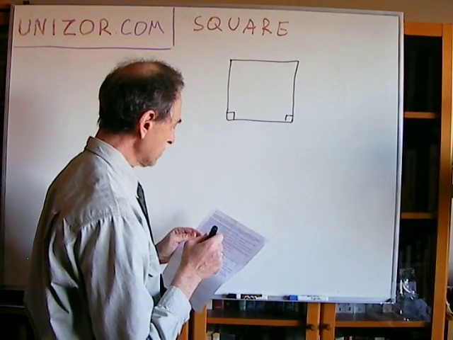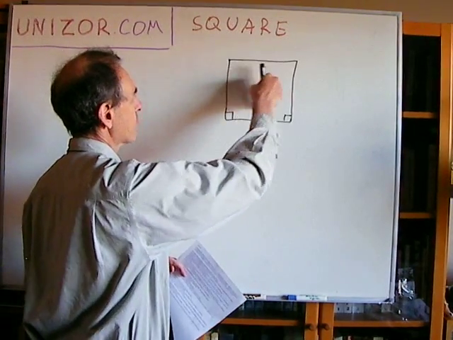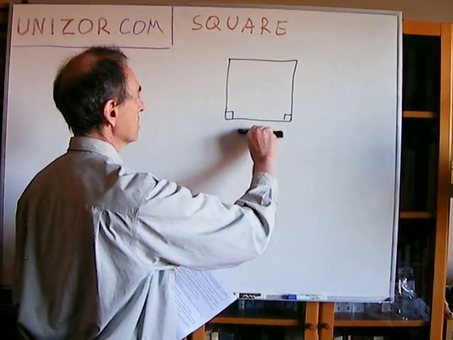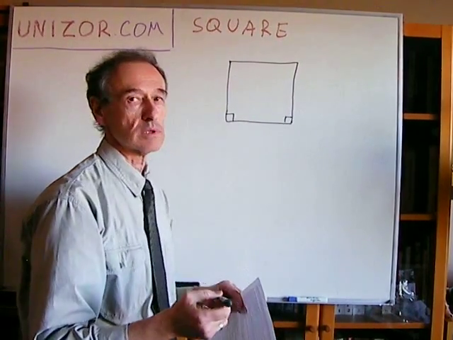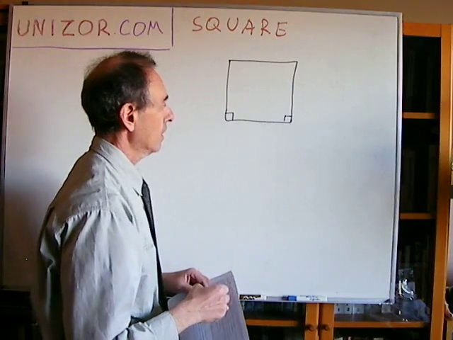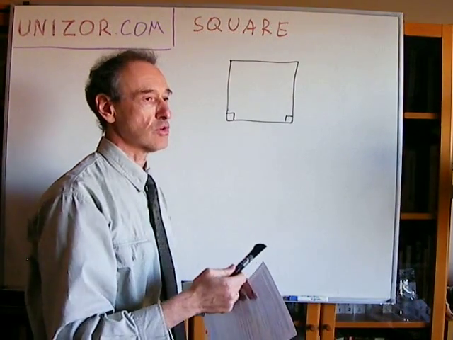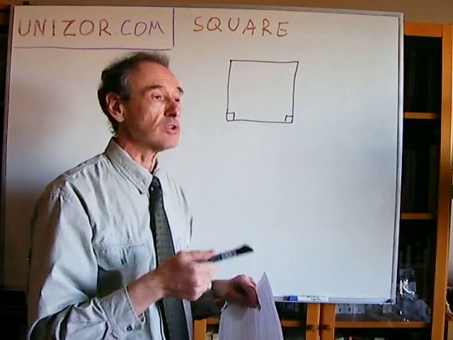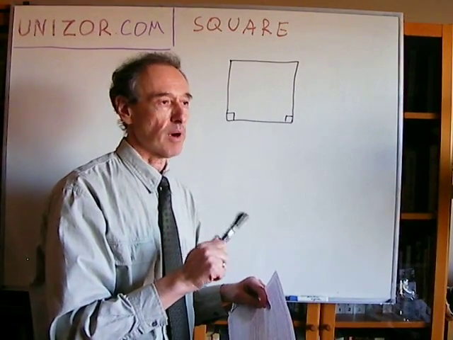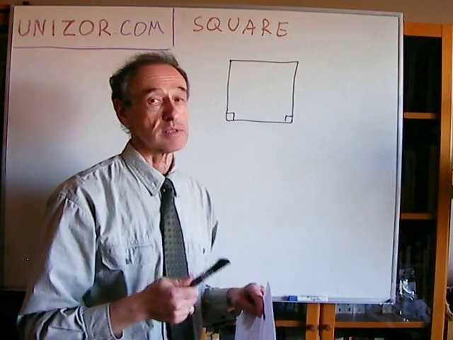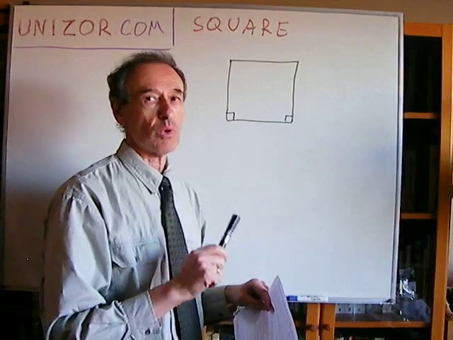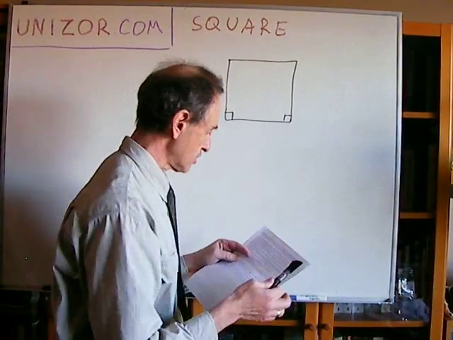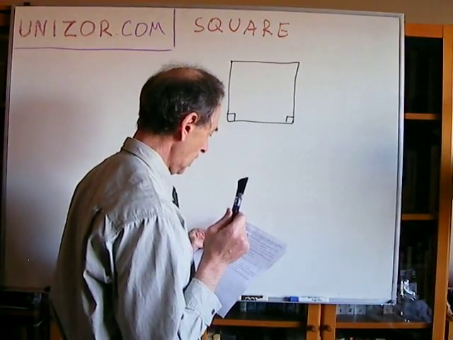Now, opposite sides of a parallelogram are congruent. This is parallel to this, and these are congruent in parallelograms. This is congruent to this, and these are congruent sides of the parallelogram. Now, we know that this is true, and we don't really have to prove the theorem again, not only because it was already proven for parallelograms, but because a square is a rhombus, and we know that a rhombus by definition has all the sides congruent to each other. But anyway, this is the property from the parallelogram, and I just mention it to you. Okay.